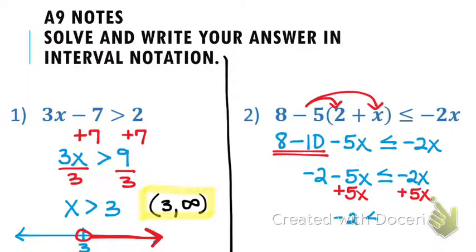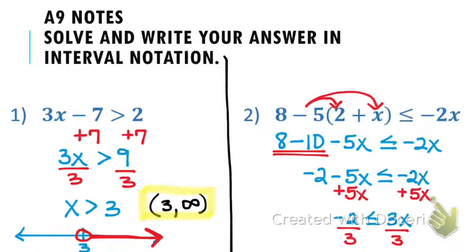So negative 2 is less than or equal to 3x. And then we divide by 3, so we get a fraction. Now, you only flip the sign when you divide by what? When do you flip it? When you divide both sides by a negative.